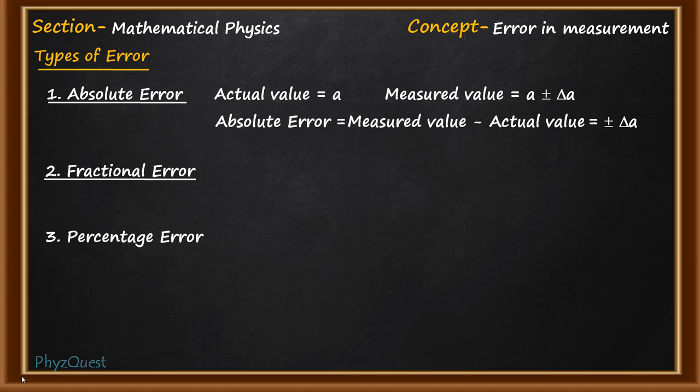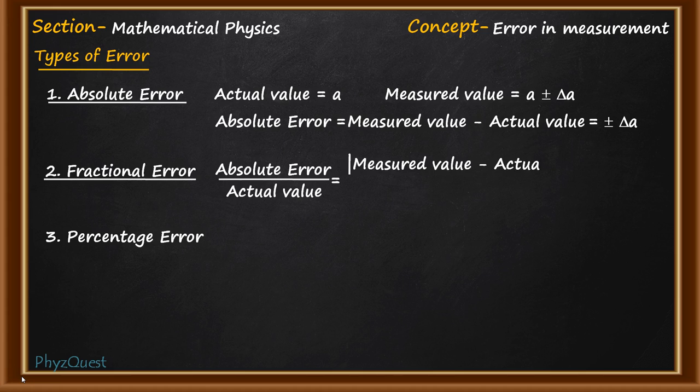Next is the fractional error. Fractional error is actually expressed as a fraction of the actual value, the original measurement. So it is the ratio of the absolute error to the actual value. Absolute error we have already calculated. So if we put in this formula, this will be equal to the modulus of the measured value minus the actual value divided by the actual value, which is equal to delta a by a in this case.